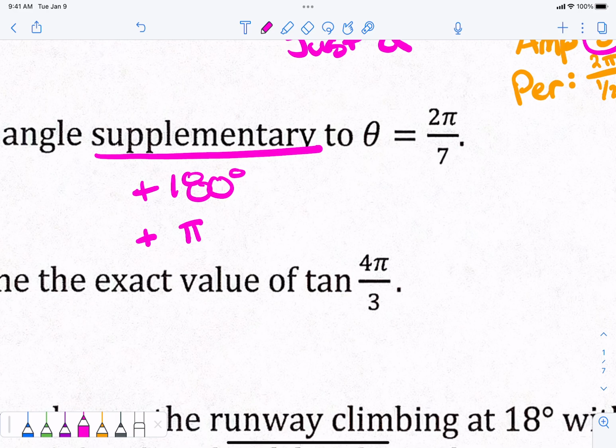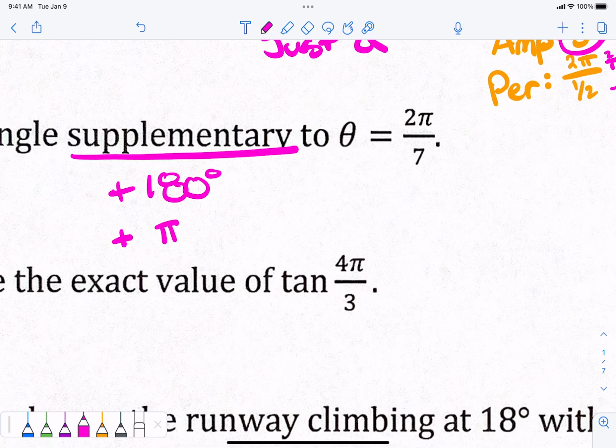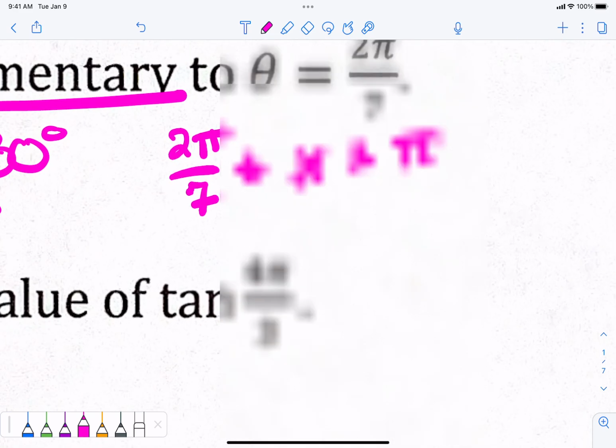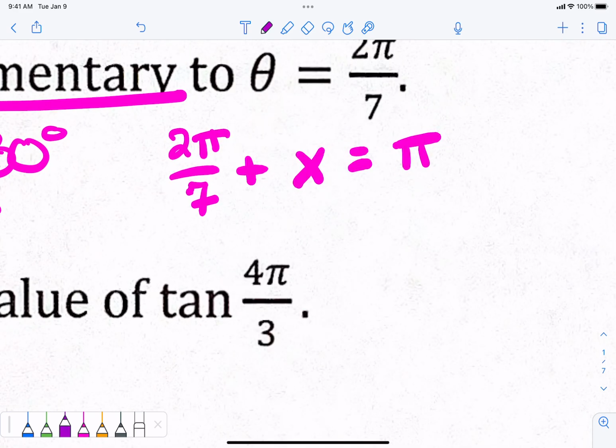So I want an angle that adds to 2 pi over 7 to give me pi, right? So you could write this as an equation. So 2 pi over 7 plus some angle, let's call it x, has to be equal to how much? Pi, 180, right? That's what I want, supplementary. So now what? Take pi and subtract the 2 pi over 7, minus 2 pi over 7.